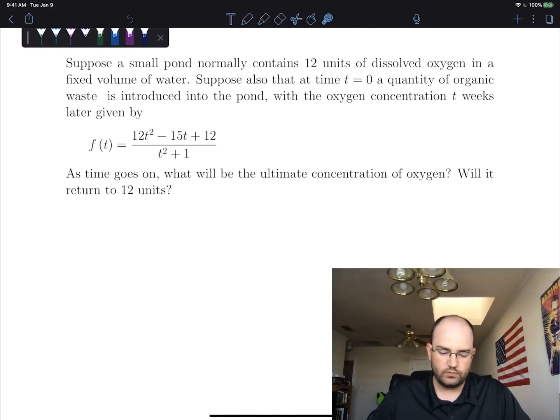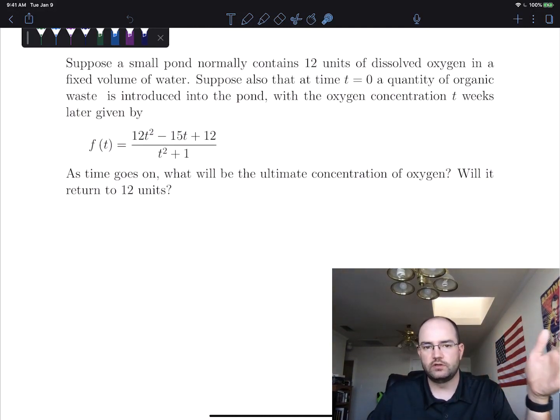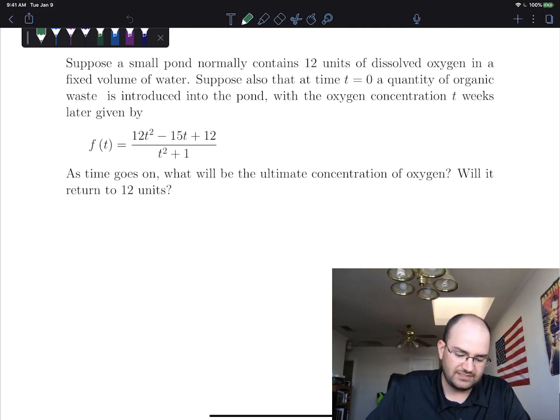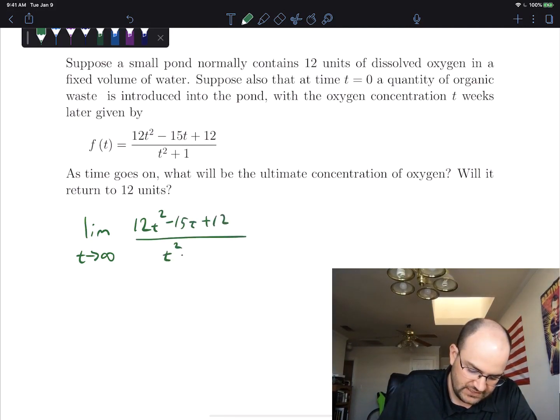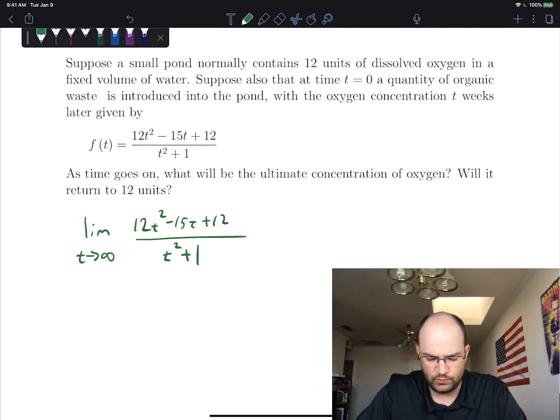Okay, so really what we want to know here is what's happening as t gets really large. So to look at that, let's see what's happening here. Really what we want to know is what is the limit as t goes to infinity of (12t squared minus 15t plus 12) all over (t squared plus 1). That's what we want to know. Now, let's talk about this. Infinity is just an idea. It's not really a number. It's part of the extended numbers, if you will, but it's not really part of the real numbers. So we need a way of dealing with this.